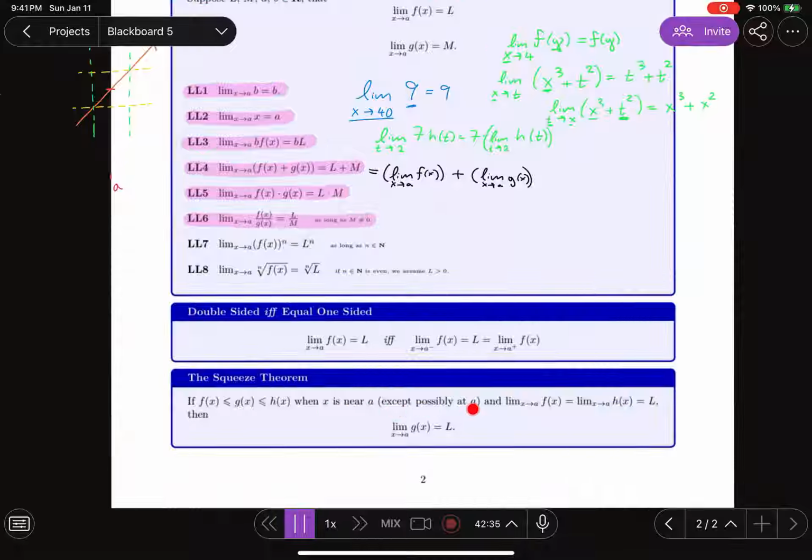except possibly at a. So again, that's a reoccurring theme in calculus. You don't care about the function values at the limiting value, because often you never can reach that limiting value. If g of x is sandwiched between f of x and h of x when x is close to a, this is indeed sometimes called the sandwich theorem.